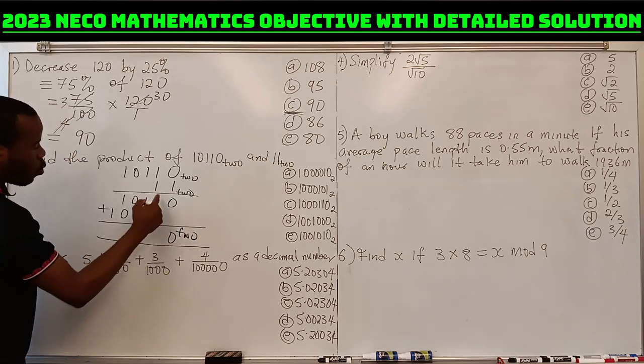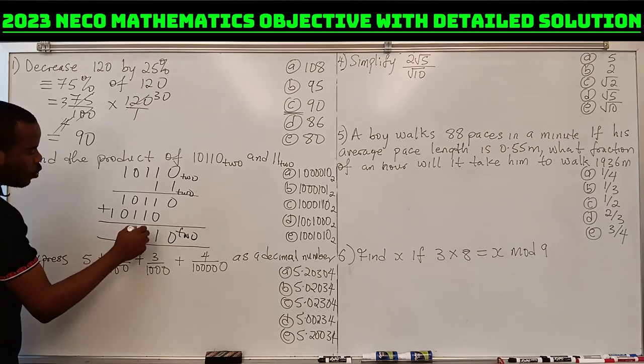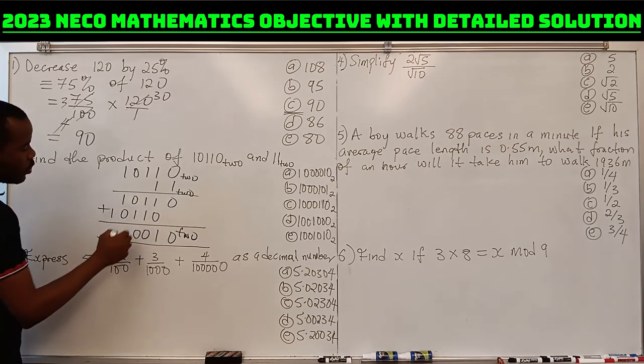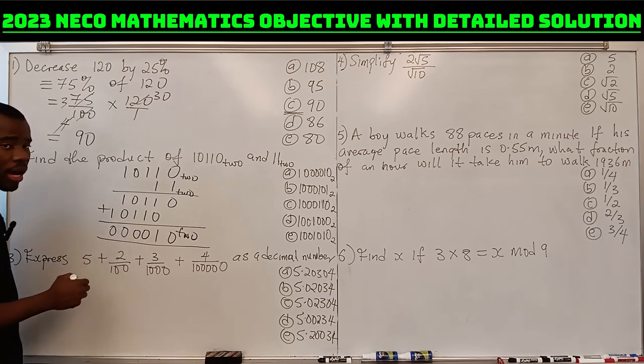This is 0. 1 plus 0 is 1. 1 plus 1 in base 2 is 10. Write down 0, carry 1. 1 plus 1 is 10. Write down 0, carry 1. 1 plus 1 is 10. Write down 0, carry 1. 1 plus 1 is 10. Write down 0, carry 1.